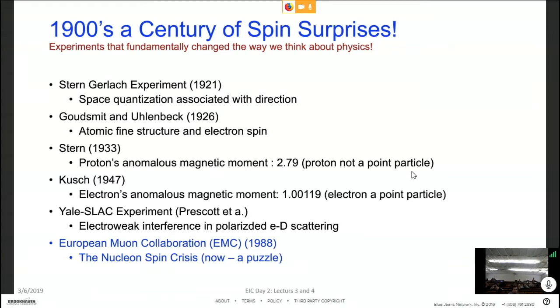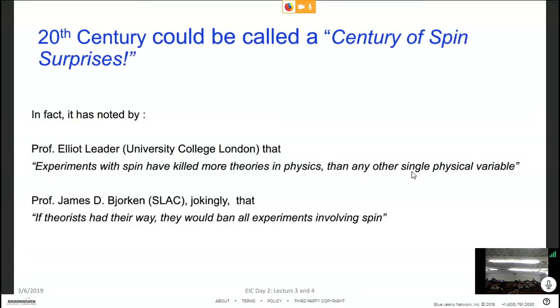So what I want to say is spin is a really important observable that experimenters have used. In fact, it has been so prolifically used to kill theories that Professor Elliot Leader from University College London has written in his book that experiments with spin have killed more theories in physics than any other single physical variable. And Bjorken even jokingly said that if theorists had their way, they would ban all experiments involving spin. That's what was going on in the 60s and 70s.